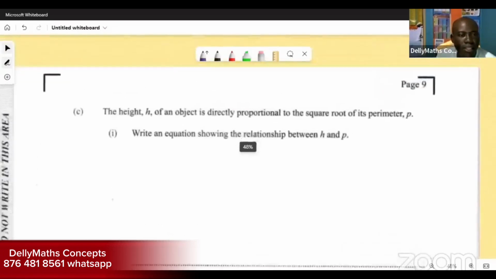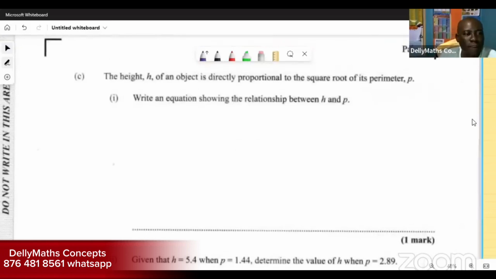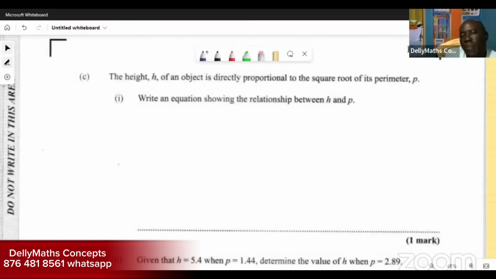All right. This question says, the height h of an object is directly proportional to the square root of its perimeter P. So this is a variation question. Remember though, the variation questions, you have to just read what they're saying. So we're just gonna read. The height h of an object is directly proportional to the square root of P. So we're talking about the h and the P. And then I am going to use a K for a constant.